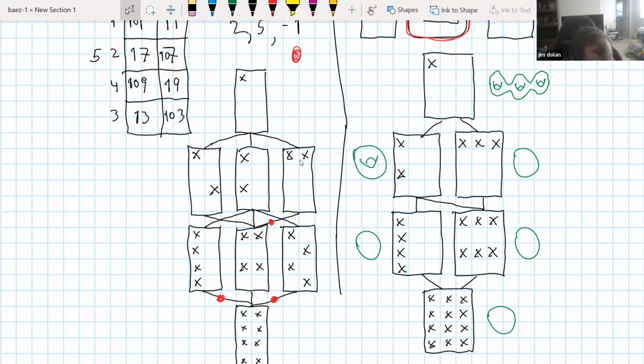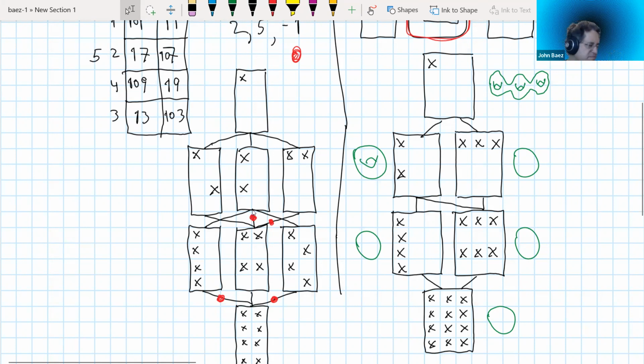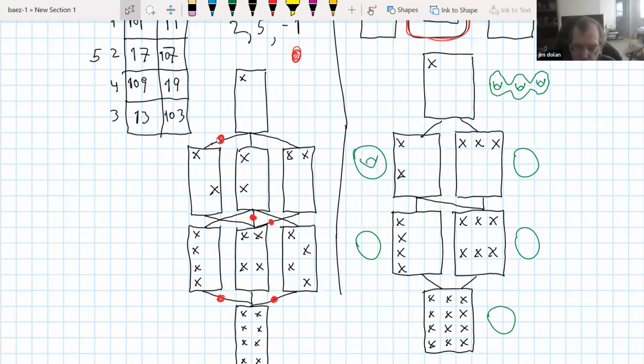I guess this one is also. But this one over here is the real part of the 20th cyclotomic field. So that's still real. Okay, that's nice. So any path from the bottom to the top goes through just one red dot. That's right.